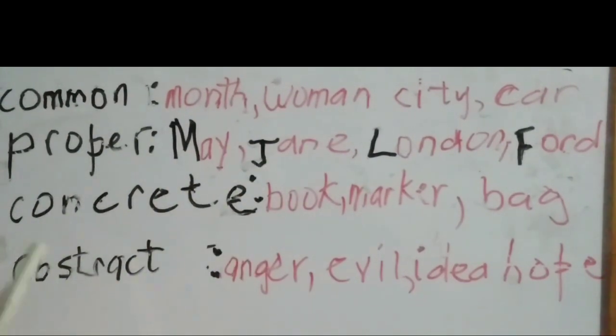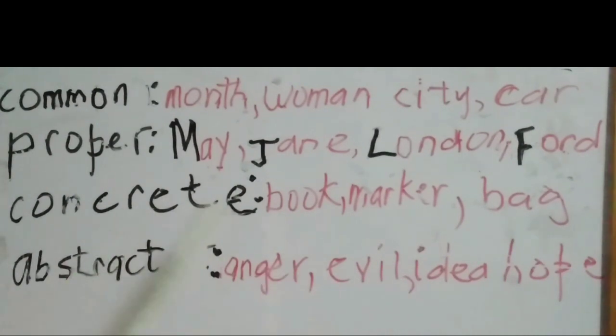Now, abstract nouns are like the opposite of concrete nouns. They are intangible. You can't see them, you can't touch them, you can't use your senses to identify them. But you know that they are nouns because they are things. All right. So anger, we have there. We have evil. We have idea, and we have hope. They are all abstract nouns because they are not touchable.